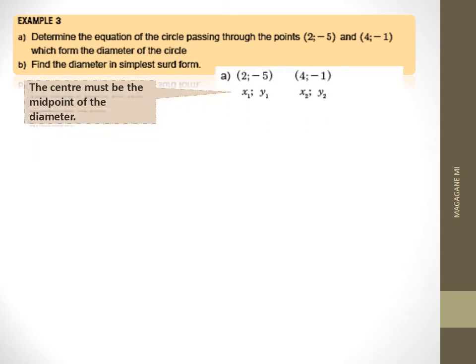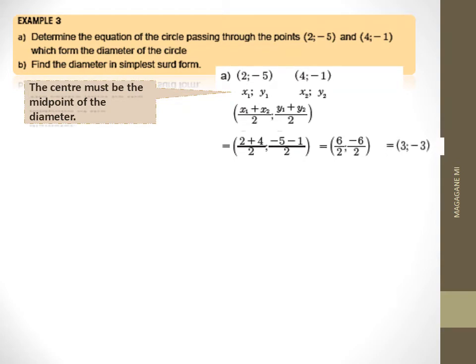So to find the center of the circle, we can use the midpoint formula on the endpoints of the diameter. So we have 2 minus 5, 4 minus 1. We substitute into the midpoint formula, x1 plus x2 divided by 2, y1 plus y2 divided by 2. Then we have 6 over 2, minus 6 over 2. So then our center will be 3 minus 3. So the diameter passes through the center of the circle, so we can use the midpoint of the diameter to find the center.